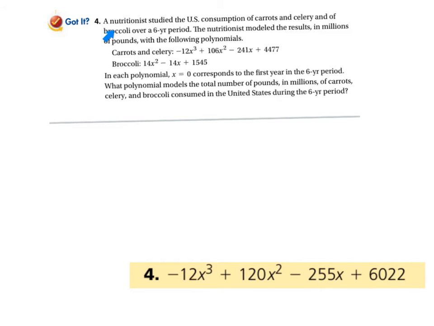Okay, so another story problem, pretty much doing the same thing. We're just going to add two polynomials. A nutritionist studied the U.S. consumption of carrots and celery and of broccoli over a 6-year period. Yum. The nutritionist modeled the results in millions of pounds with the following polynomials.